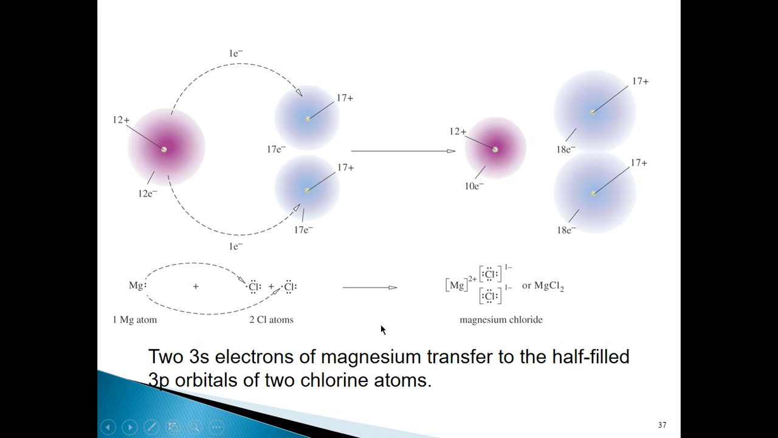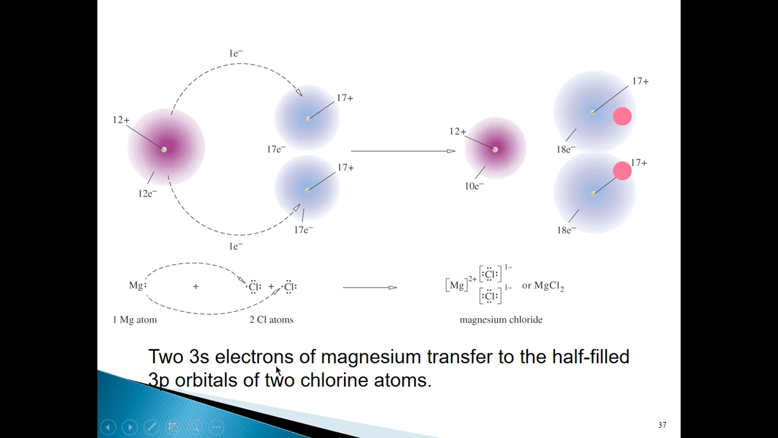We can also use the same rationalization to understand what happens when magnesium chloride is formed. Here is magnesium, 12 protons, 12 electrons. In any case, what happens is that the magnesium will lose 2 electrons, because in the case of magnesium, you're going to have 2 electrons in its outermost shell, and those 2 electrons will be transferred to the 2 chlorine atoms. Each chlorine atom will gain 1 electron, and therefore you're going to end up with the magnesium 2 plus ion being formed, as well as 2 chloride ions.